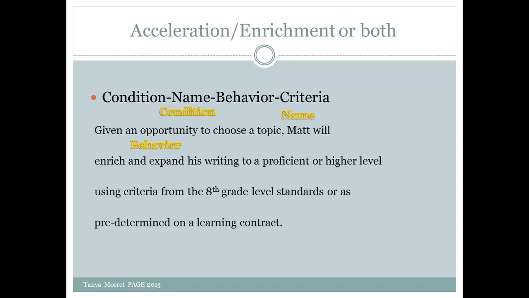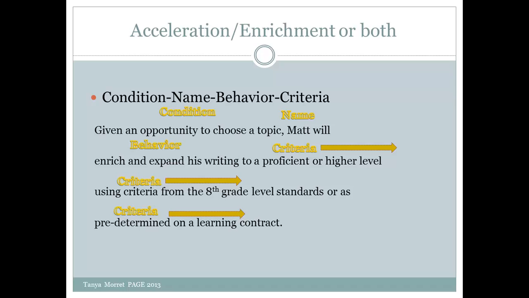Well, what he's going to do is to enrich and expand his writing to a proficient or higher level, which is our criteria. But proficient or higher isn't enough. Proficient or higher against what? Well, in this case, the criteria is proficient or higher using criteria from the 8th grade level standards or as predetermined on a learning contract.